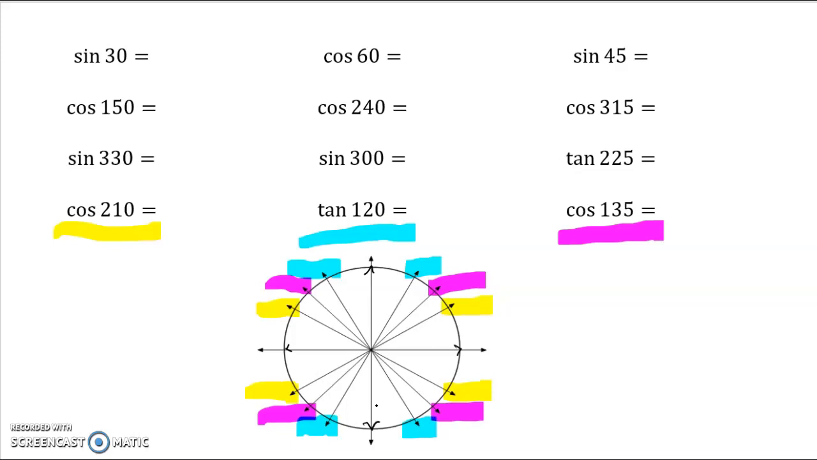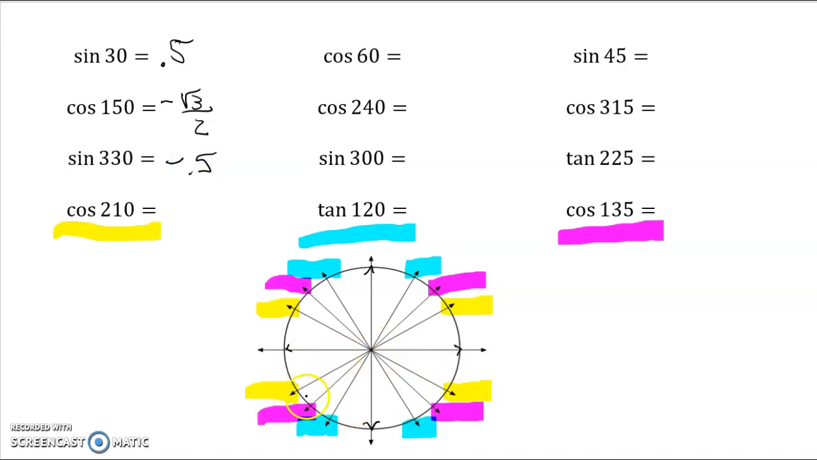So sine of 30, so let's look at all of our yellow ones first. Sine of 30, let's see, that's the short one, that's going to be 0.5. Cosine of 150, that's the long one, which is root 3 over 2, and it's going to be negative. So negative root 3 over 2. Sine of 330, now we're all the way at this yellow one. It's the y value. Let's see, the y value is the small one, but it's going to be negative. So negative 0.5.